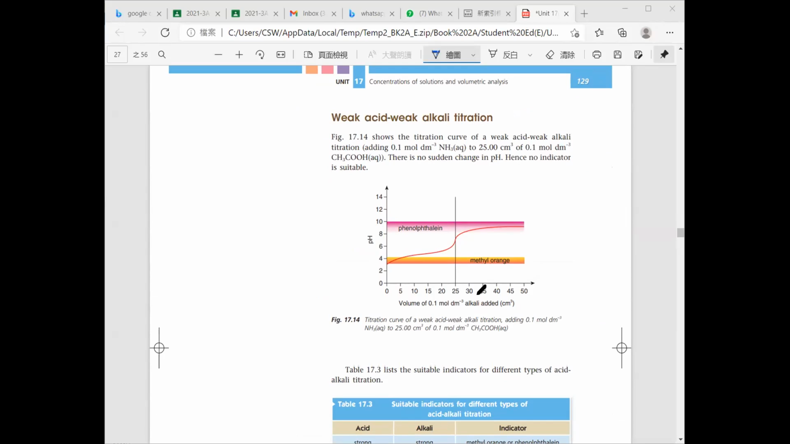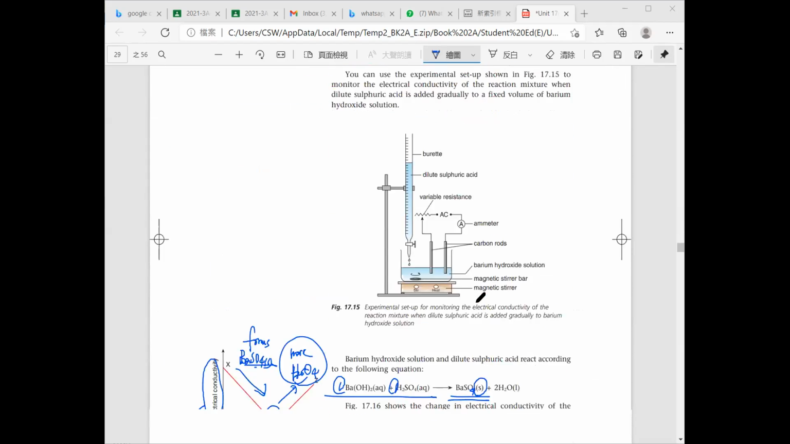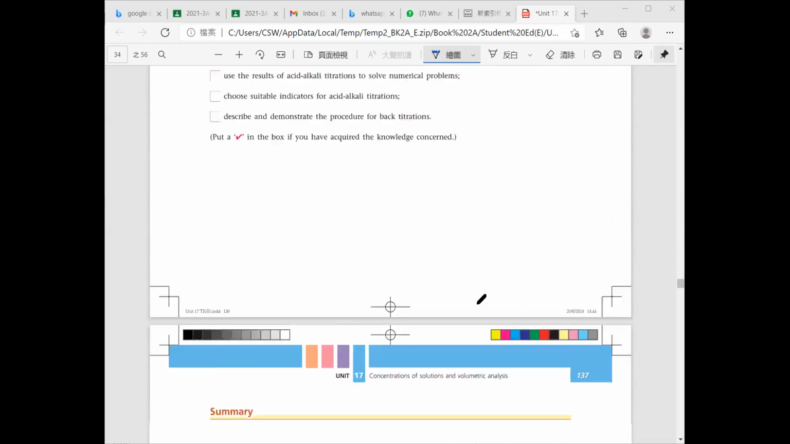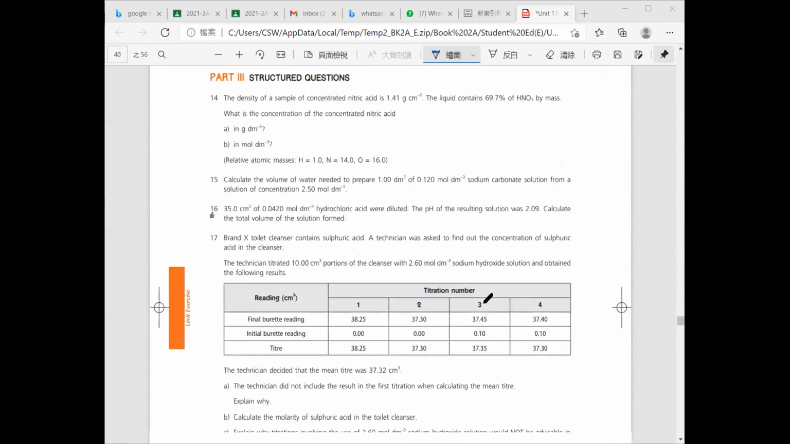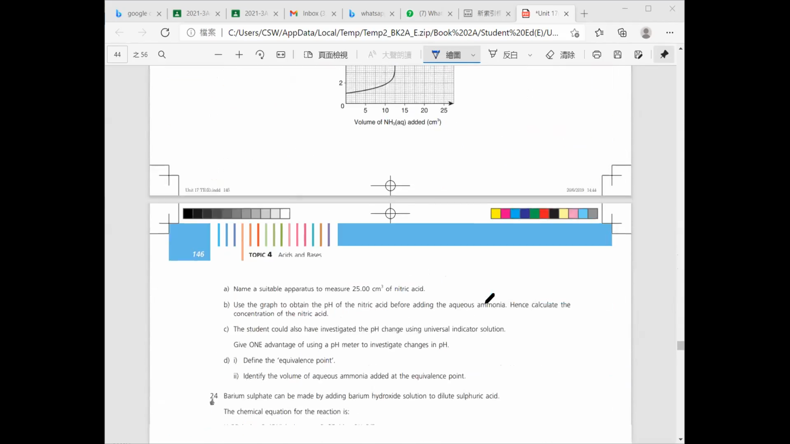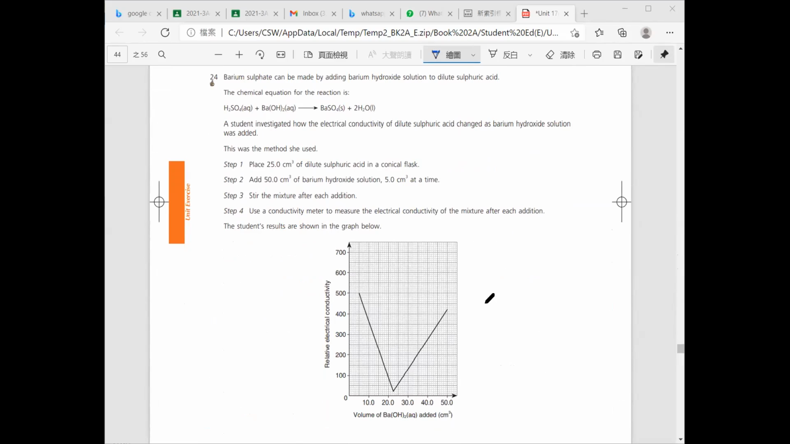Now I'll give you 1 minute to read this through again, and I would like to show you one exercise, and please finish that. It's on page 146. This is our third method. Page 146, Question 24. This one. Okay, now please do it now. I give you about 5 minutes to have a try on it, and I would like to have a discussion afterwards.